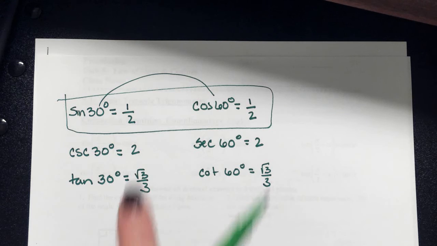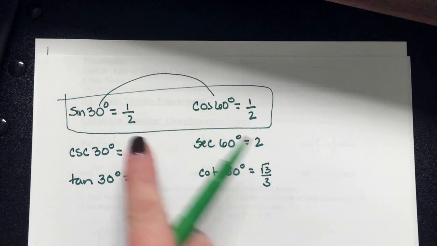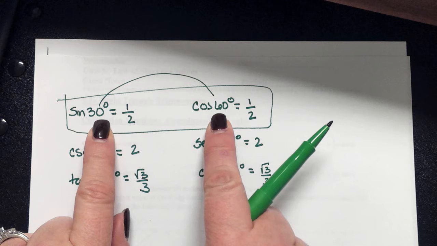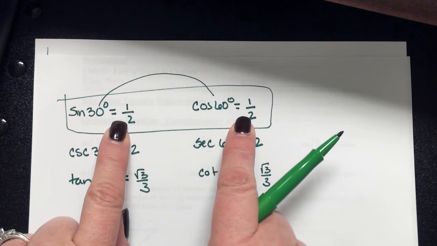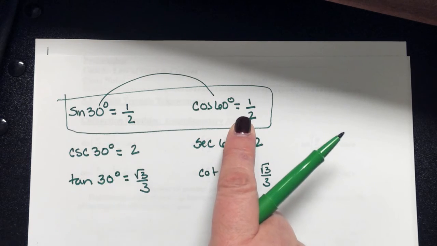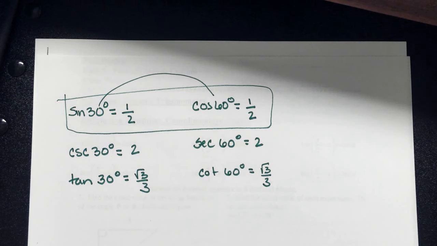to remember. Cofunction identities, what do you notice about the sine of 30 and cosine of 60? They turn out to be exactly the same. So cofunction identities work just like this. If you see that you've got a pair of complementary angles, and one angle is sine and the other one is cosine, sine and cosine are cofunctions of one another. Again, think of the CO for cofunctions, CO for complementary. So sine and cosine go together.